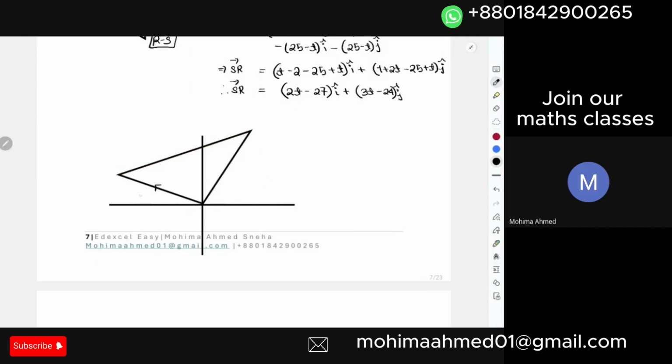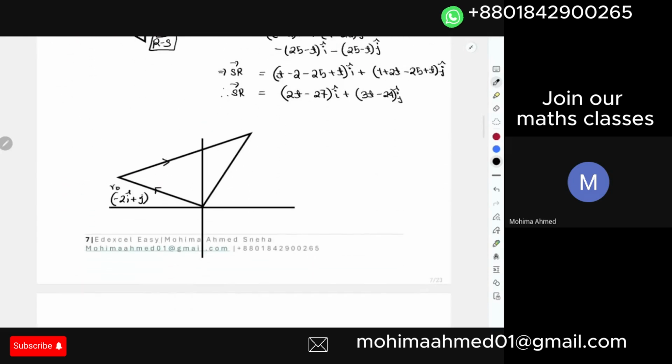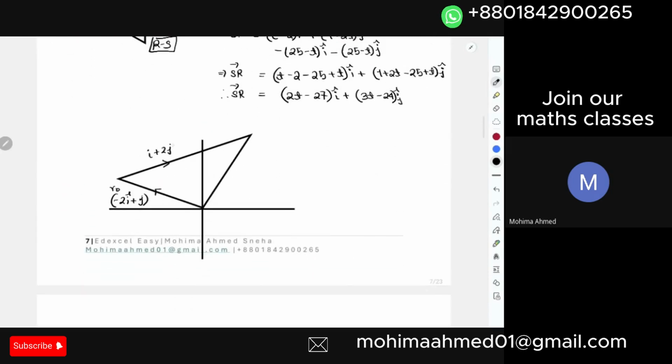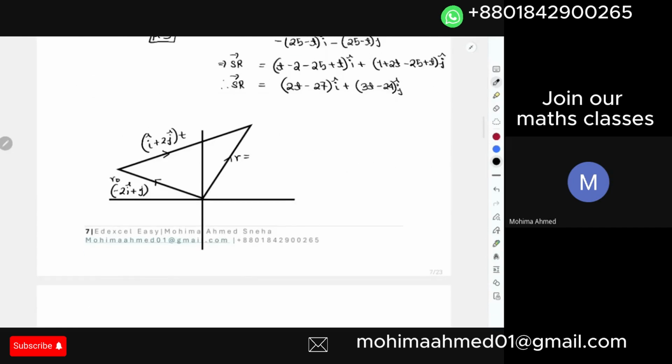So you had this value as minus 2I plus J, right? This was your R naught. Then you got the velocity over here as I plus 2J, then multiplied with your time, right? Then you got your answer over here as R, which turned out to be this one. That was the value for your R that you got, right? We understand this.